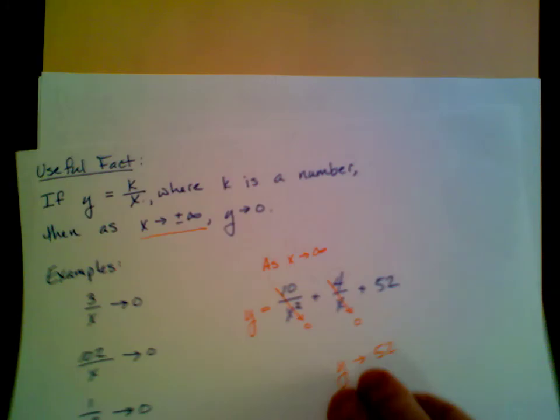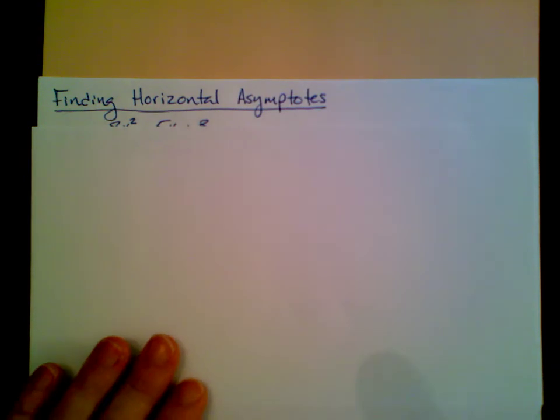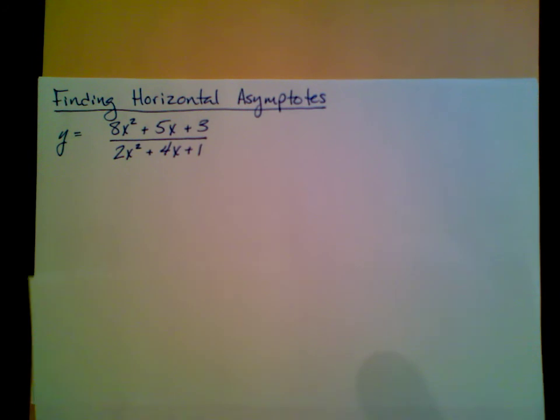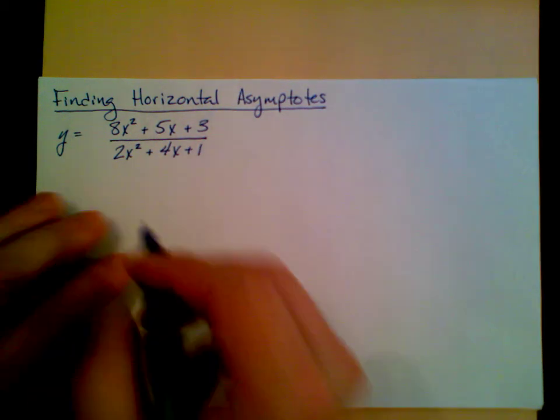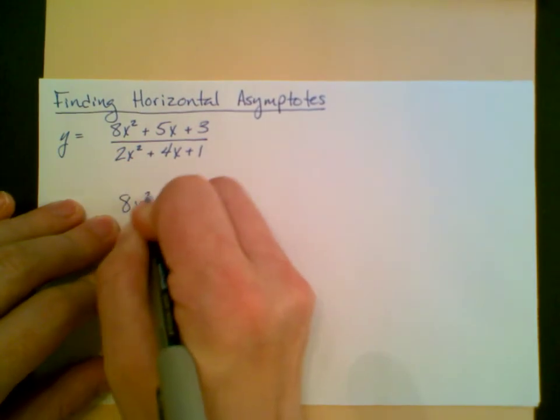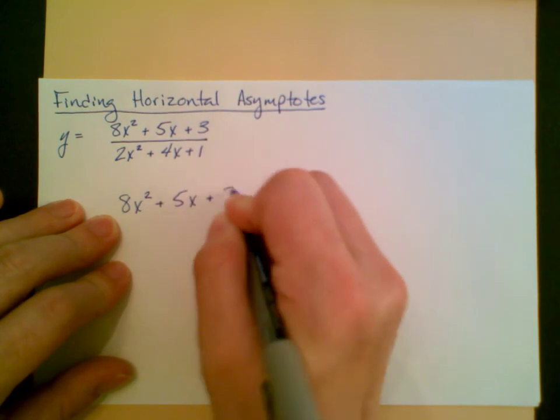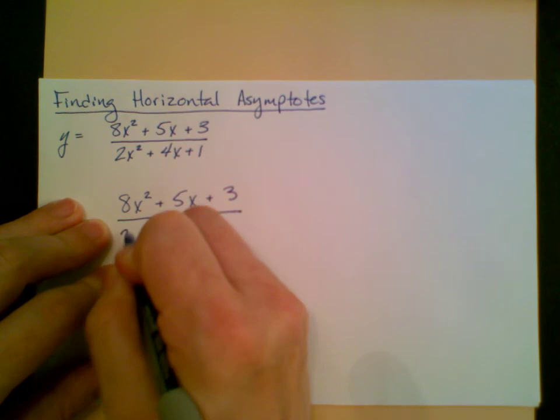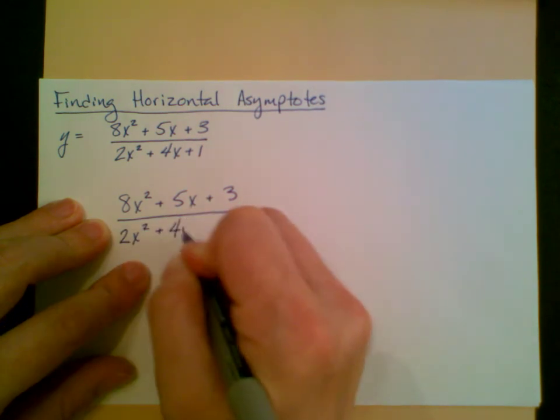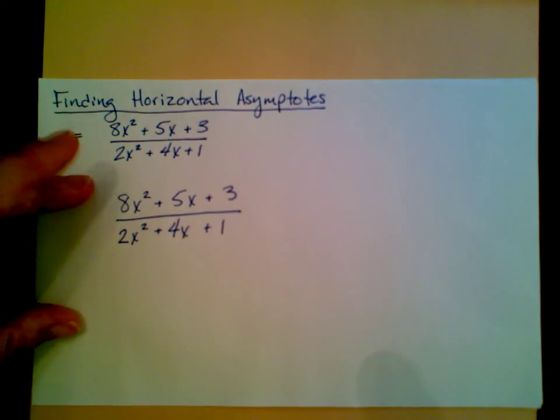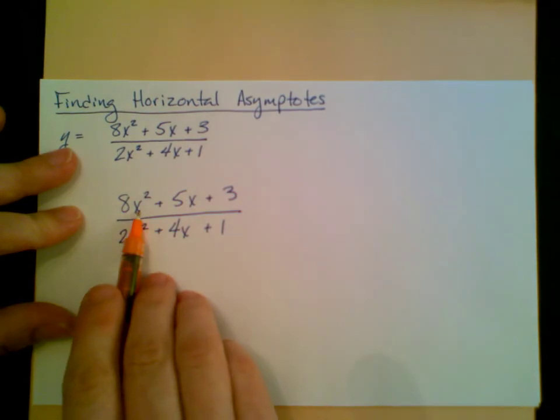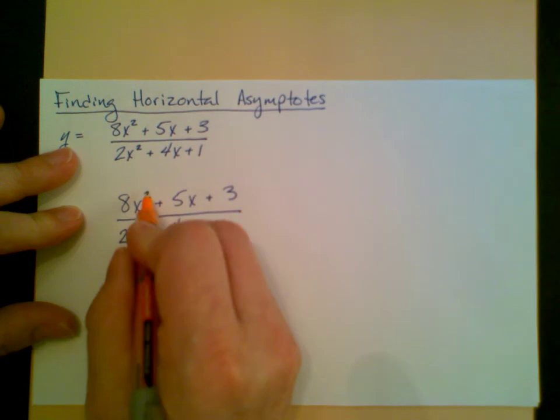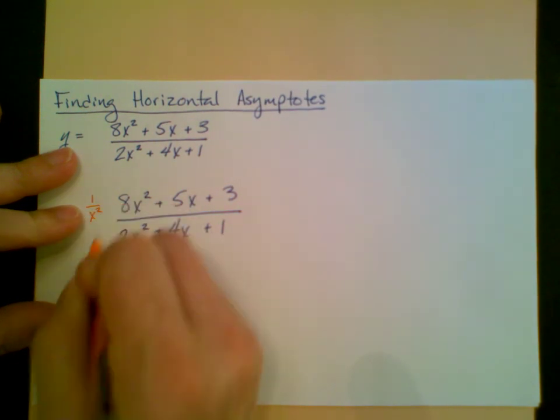All right, so now let's talk about some specific examples of rational functions and how we're going to use that useful fact to find some horizontal asymptotes. So I have a rational function here. Now I can take this rational function and, well, rational functions are all fractions. One thing that I can always do with a fraction is multiply the top and bottom by the same thing. So in this case, I'm going to multiply the top and bottom by 1 over the largest power of x, which is going to be 1 over x squared.